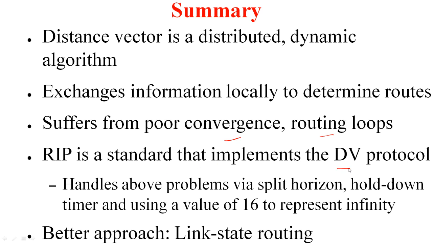RIP is a standard that implements this distance vector protocol. It handles some of the above problems via these techniques that I have mentioned earlier. All said and done, it has convergence issues, and it can be used only over routing domains where the maximum hop count between routers is under 16. The better approach is link state routing, which is what we will cover next.